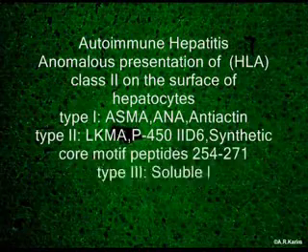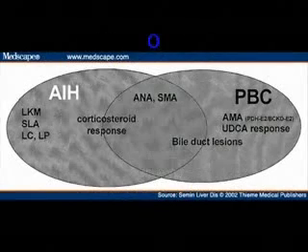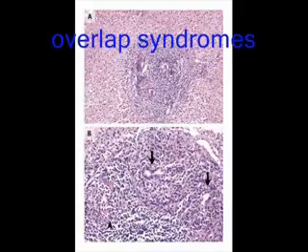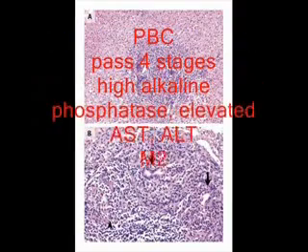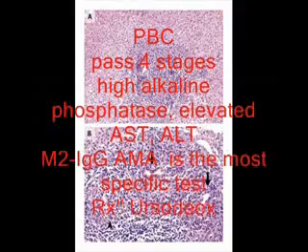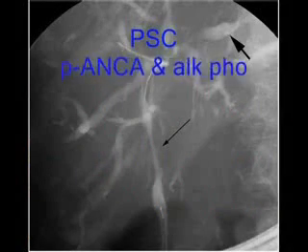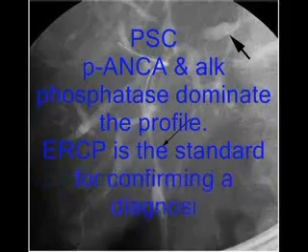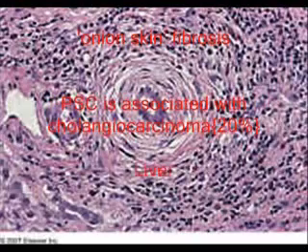Autoimmune hepatitis is divided into 3 types according to presence or absence of certain marker. Note the overlapping between autoimmune hepatitis and other diseases such as primary biliary cirrhosis, which passes through 4 stages, and the characteristic presence of the AMA for the primary biliary cirrhosis. On the other hand, primary sclerosing cholangitis, note that presence of P-ANCA is the characteristic, and the ERCP is the standard for confirming the diagnosis.